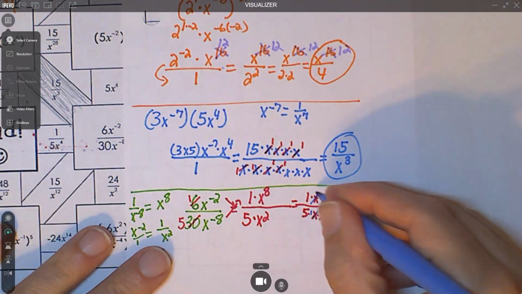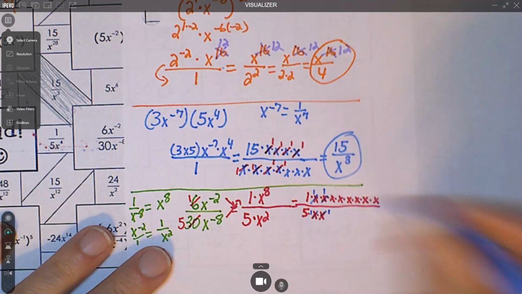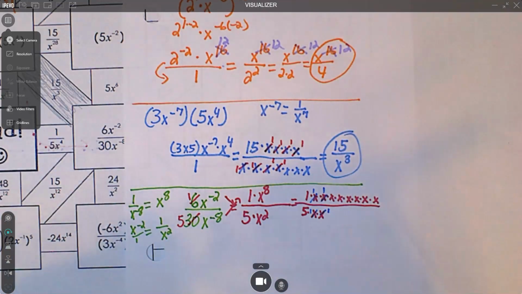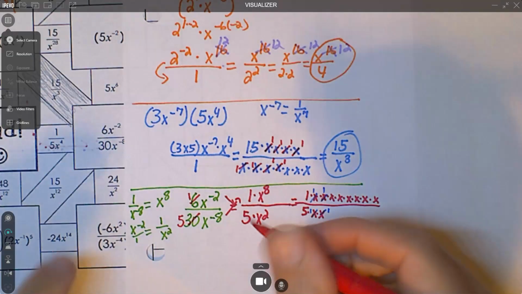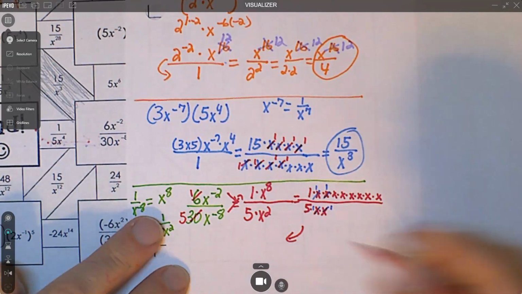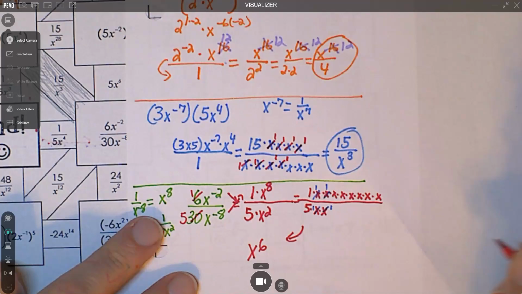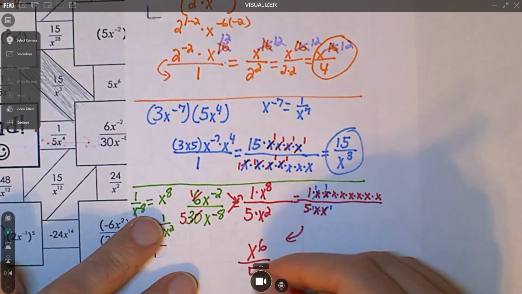X divided by x is 1. X divided by x is 1. That leaves me with x times itself 6 times over 5.